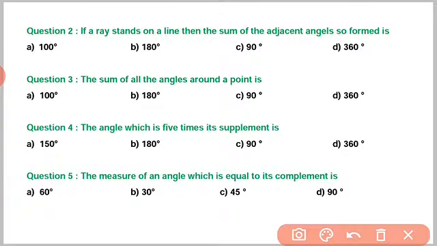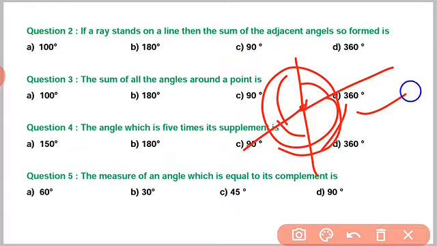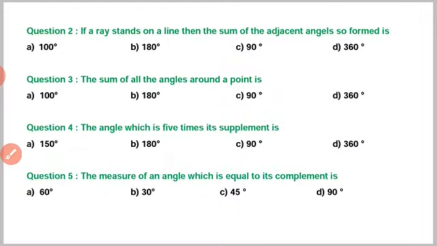Taking the third question, the sum of all the angles around a point. Let's see, if there is a point and there are a total of 4 angles forming, then the sum of all these angles will be equal to 360 degrees.